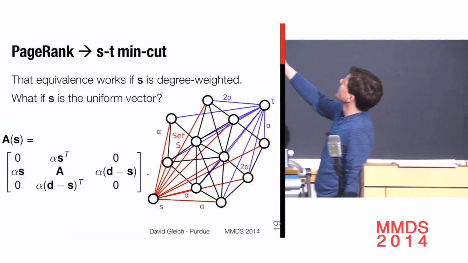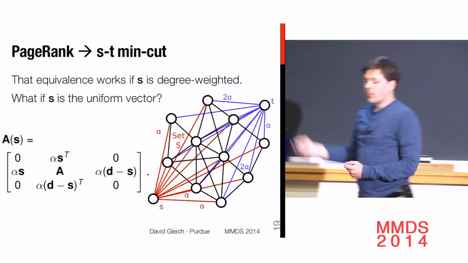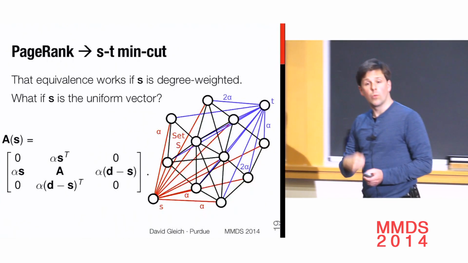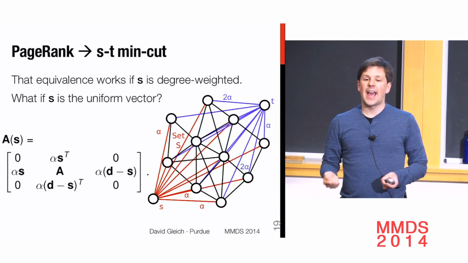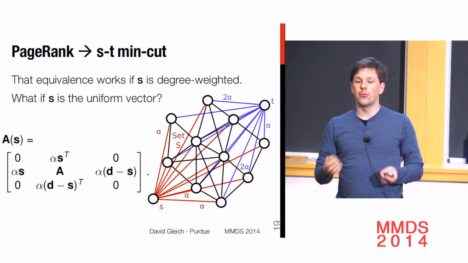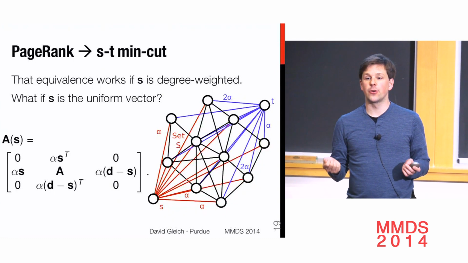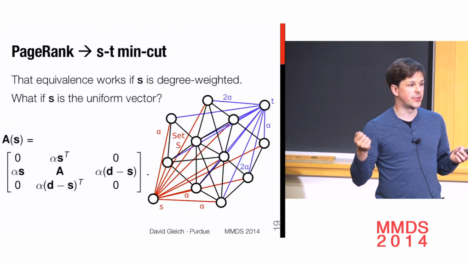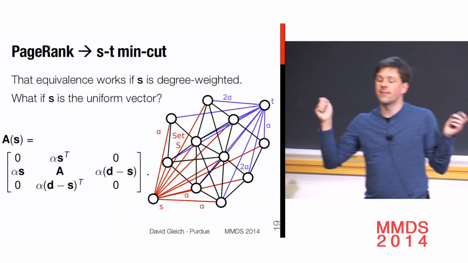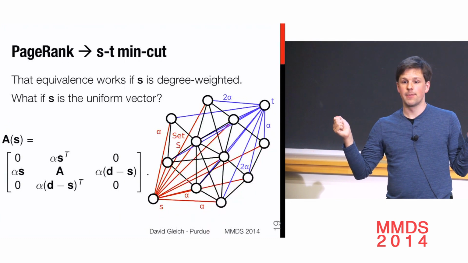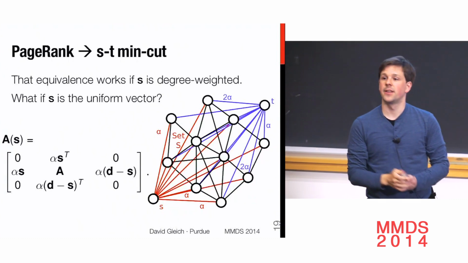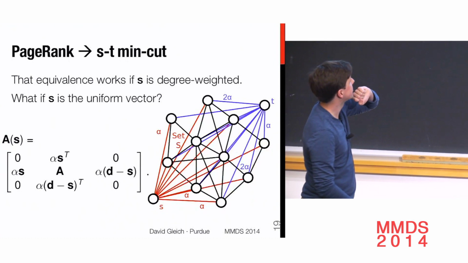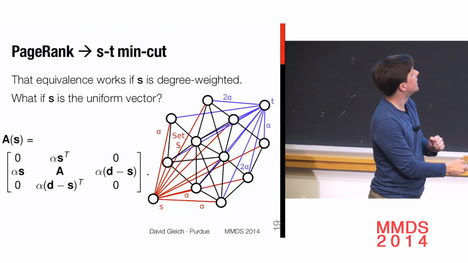But what we can do is just note that what we needed was to add a total weight of alpha times d to every single node. So we need to add alpha times the degree, total weight of edges to every single node. That gave us the scaling on the diagonal. Sorry, I apologize. I skipped over that on the last slide.